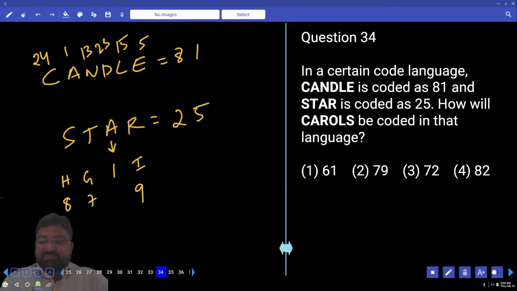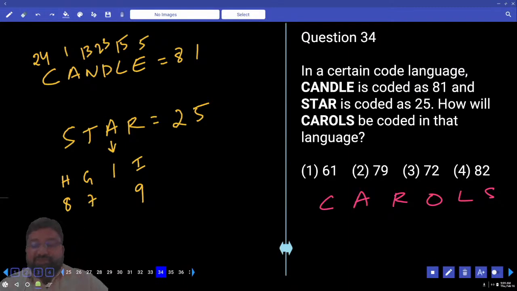So always start with the smallest. So carols, CAROLS. C is 3. Opposite of 3 is 24. 24x kada. RI 9. LO 15. SH 8. This is 1 and this is 15.